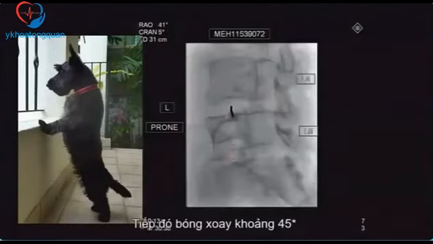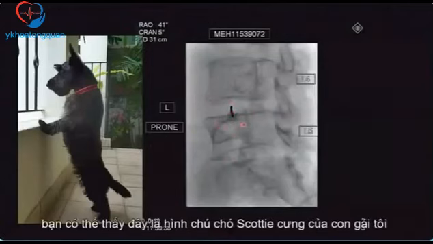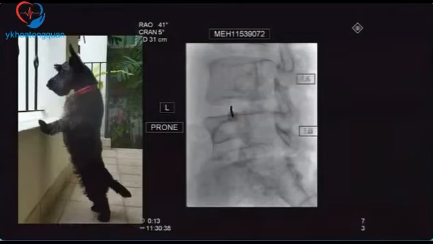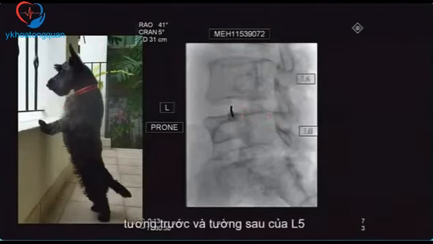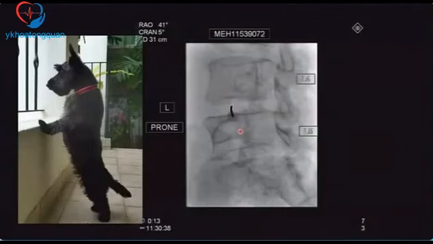The tube is then rotated obliquely to about 45 degrees so that the Scotty dog is nicely formed. You can see this is my daughter's pet Scotty dog with the head and the ear located between the posterior and the anterior end plates of L5. This is the head of the Scotty formed by the transverse process.